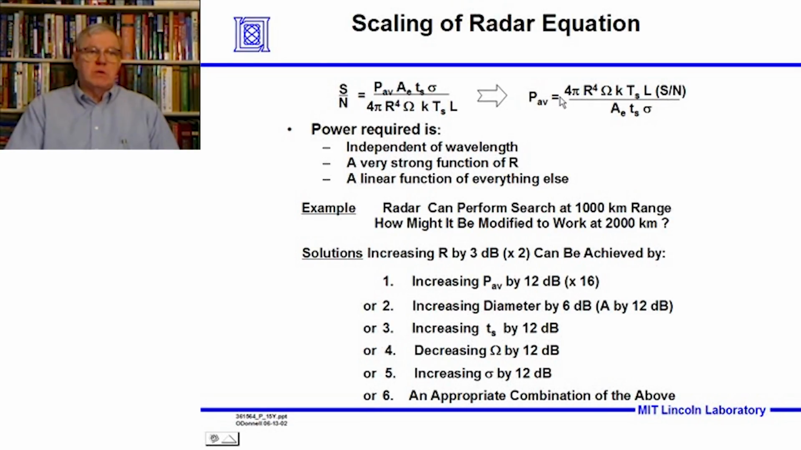All the other things we can trade off one for another. That's as much as to say, if we'd like to see a target half the size, we double the power. If we want the antenna to be half the size, we'd have to double the power. It isn't that strong a function as the R to the fourth carries with it, that strong influence. Now let's move on to today's part.